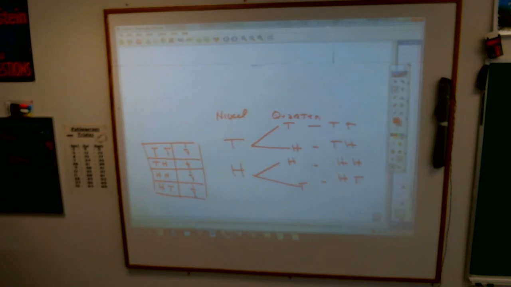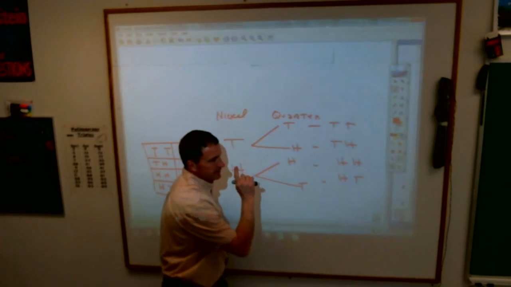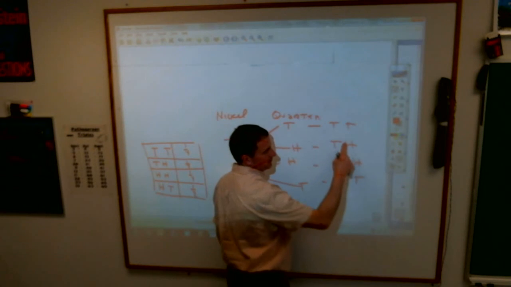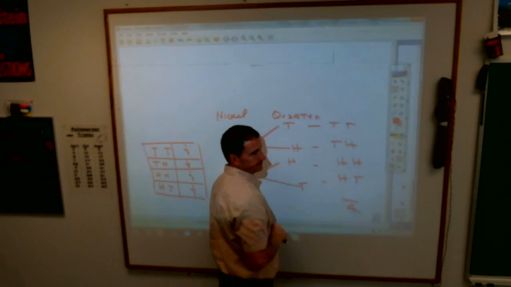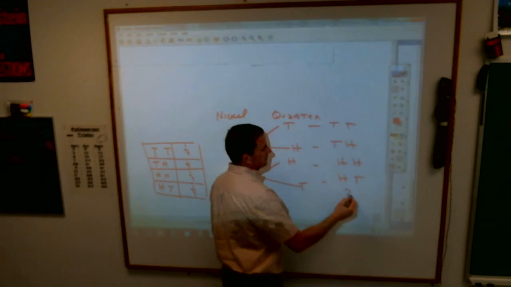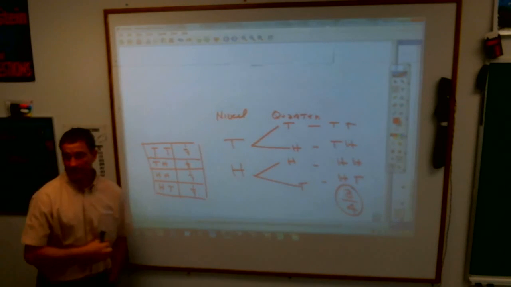And then question number 13, what if they ask you this, what's the probability that you get at least 1 head? If you looked at this, what is your probability of getting at least 1 head? Well, there's still 4 things, right? How many of those things have at least 1 head in them? 3. So your probability is 3/4 of getting at least 1 head.